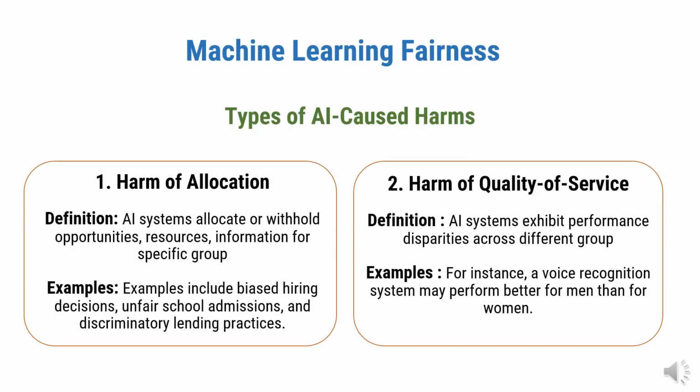Types of AI caused harms. Harm of allocation. AI systems allocate or withhold opportunities, resources, information for specific groups. Harm of quality of service. AI systems exhibit performance disparities across different groups.